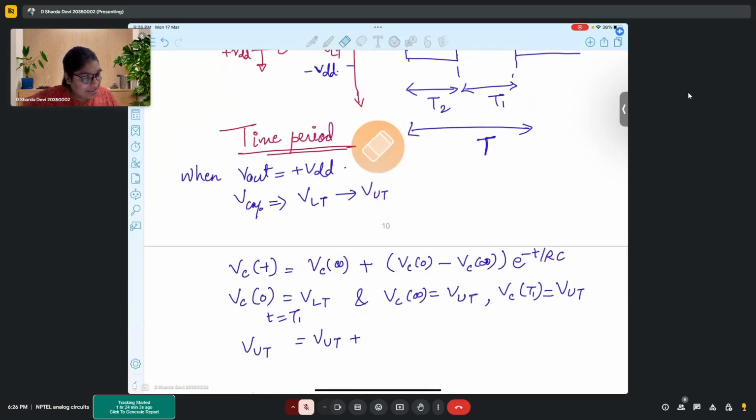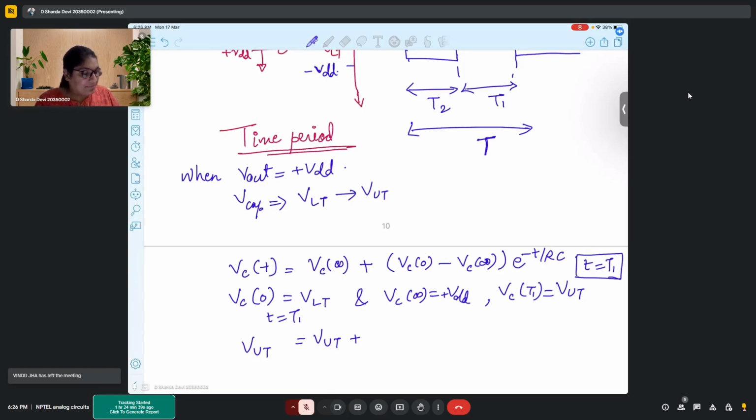Consider that there is no restriction. So maximum VC of infinity can go till VSAT, that is plus VDD, right? So if it is charging from say VLT, it can go maximum till VDD. And if it starts from say VUT and it starts decaying, the minimum it can go till is minus VDD. So here we have to consider the extreme limits, and then we will be calculating, when t equals t1, what is the situation.